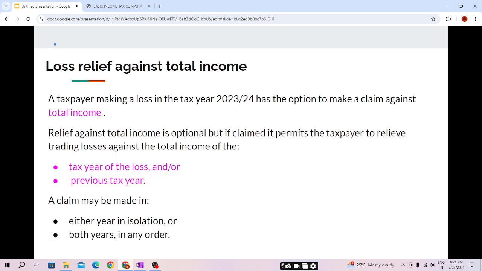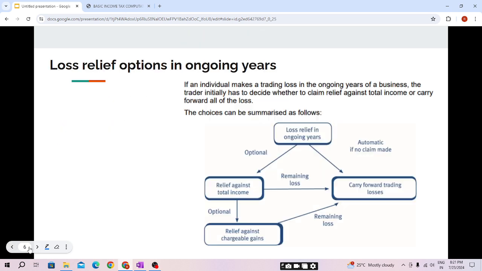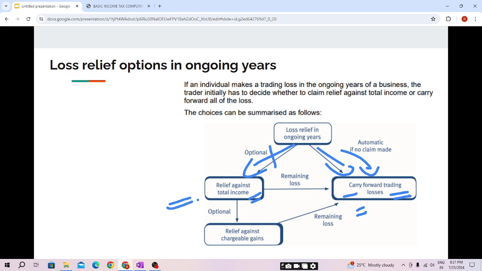Now moving to the loss relief against total income. As we have seen, students, an individual has two options. Option number 1 was set off against the total income, option 2 carry forward trading loss. We have already seen the rules for carry forward trading loss. Now we will be seeing the rules for total income. This is carried forward, that is it will be set off against the next year, but if an individual claims option 1, we will set off against the total income.